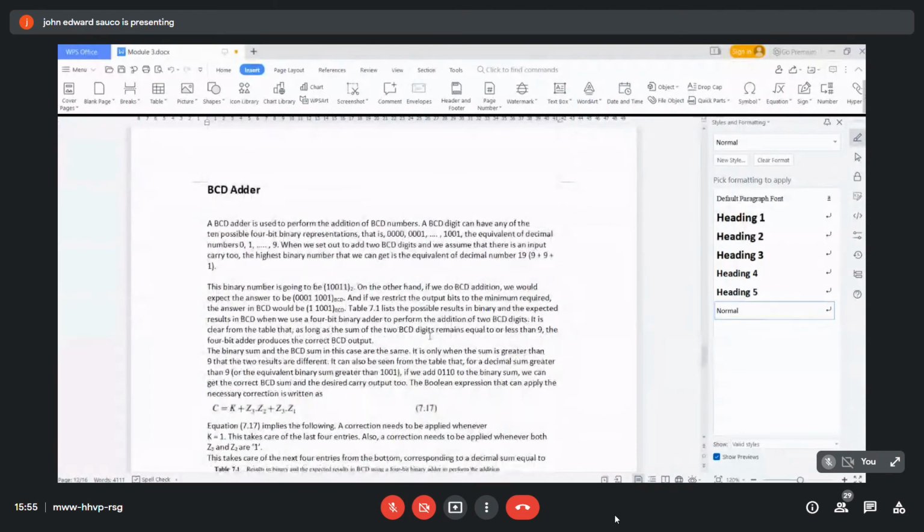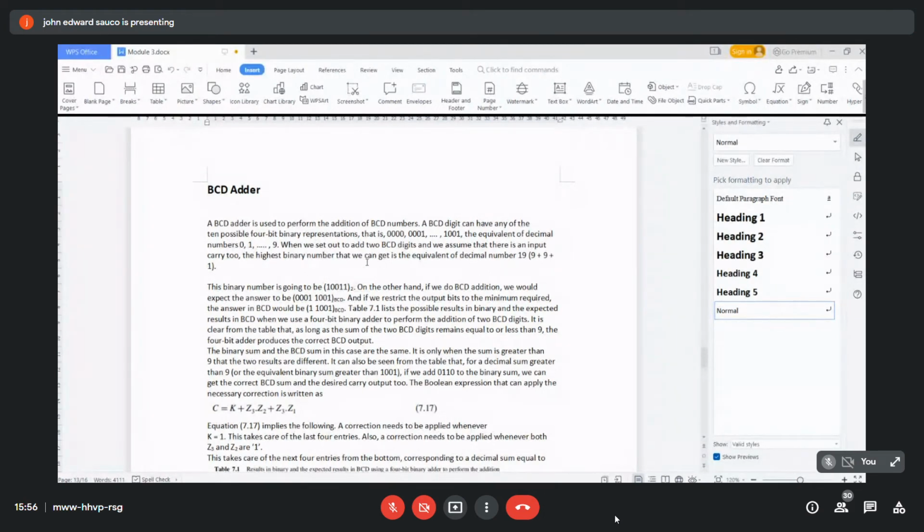So, dito naman, yung BCD adder is yung kanya is yung possible 4-bit binary used to perform the addition of BCD number. Okay? And then, the BCD number. So, the BCD number is binary coded decimal. And then, so yung 0000, blah, blah, blah. Yan ay 0 to 9.